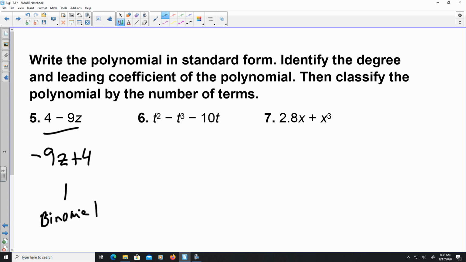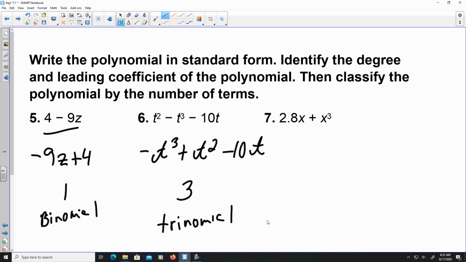6, rewriting this in standard form, it's going to be negative t cubed plus t squared minus 10t. And the degree in this case is going to be 3. And since it's 3 terms, it's a trinomial. 7, standard form is going to be x to the 3rd plus 2.8x. It's going to be a 3 degree and 2 terms, binomial.